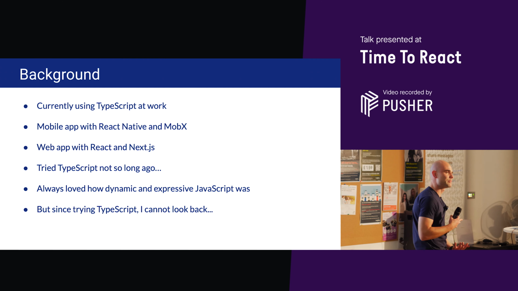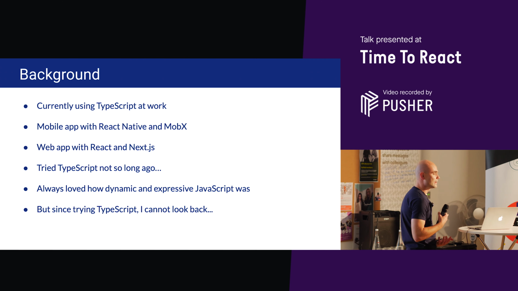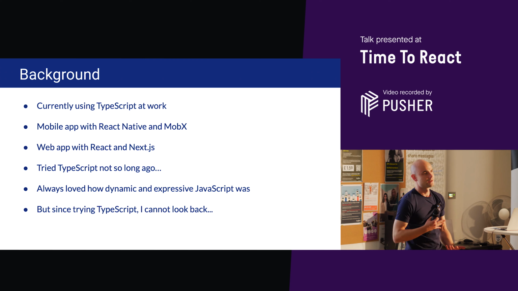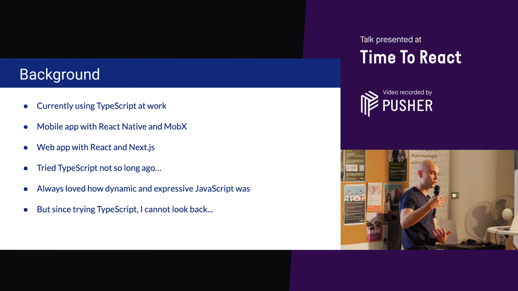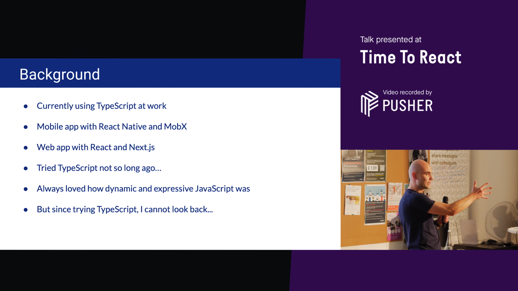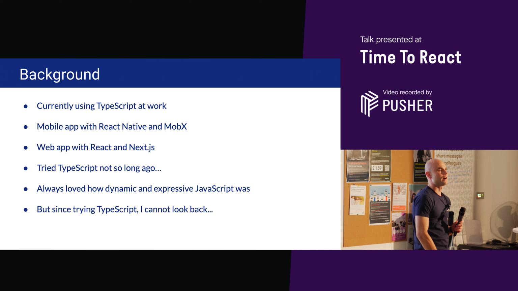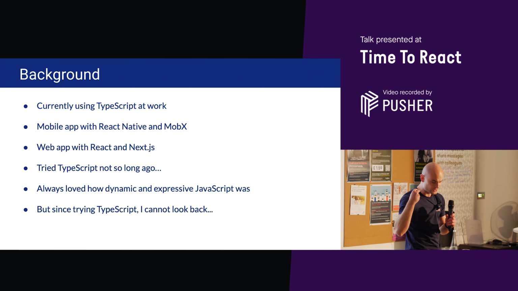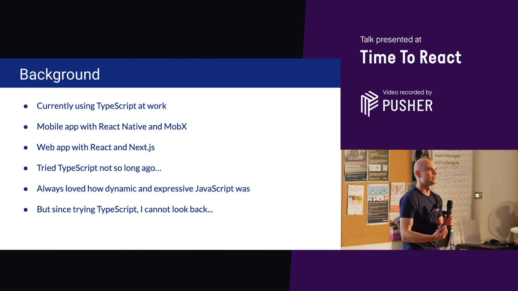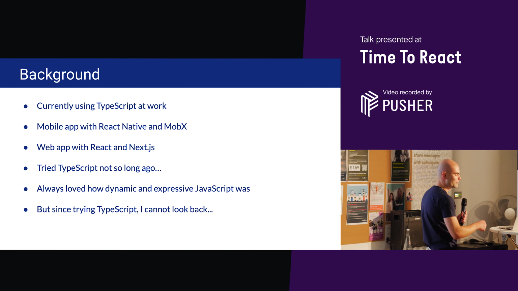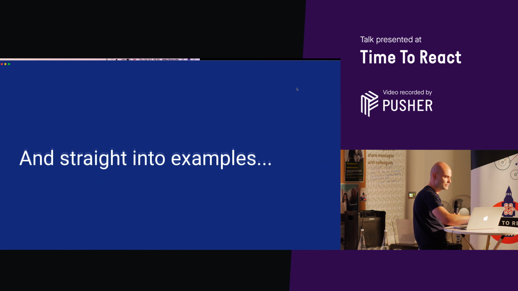But recently, at my new company, I started using TypeScript. And honestly, I just cannot look back, because we have two products, one new product in TypeScript and one existing product in JavaScript. And every time I have to use JavaScript, I feel like I'm really missing the safety of the type system. And I'm going to demonstrate why by just going straight into examples.